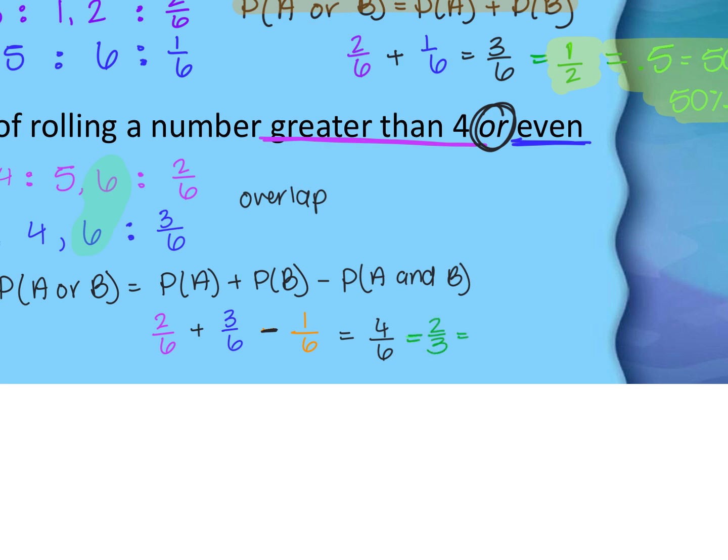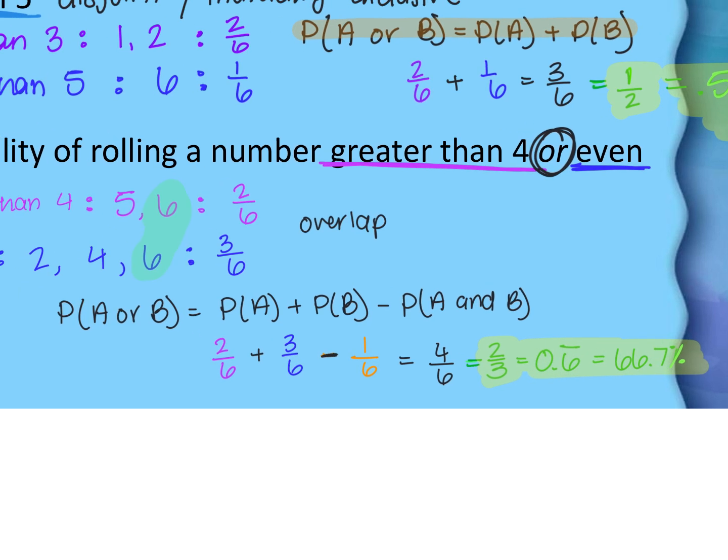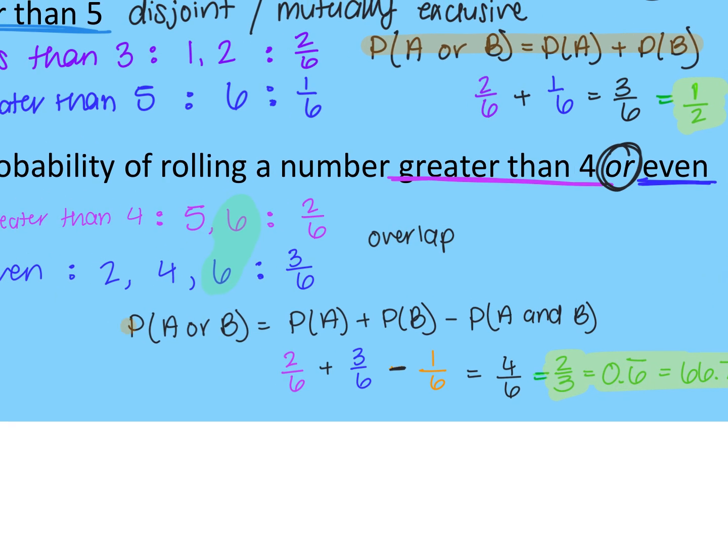And then changing that to a decimal would be 0.6 repeating. Again, if you had a round, you would round it. You would not leave it as repeating. And then it would be 66.7 as your percent. So please make sure you know which one they're asking for and know how to find all of them. So this right here, not that one, this would be my answer, again, depending on what they're asking for. And this is the formula that we use for overlap.